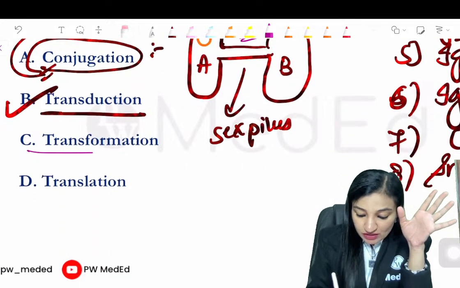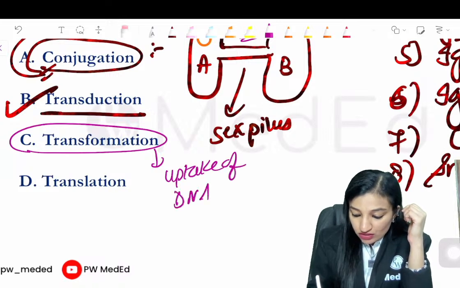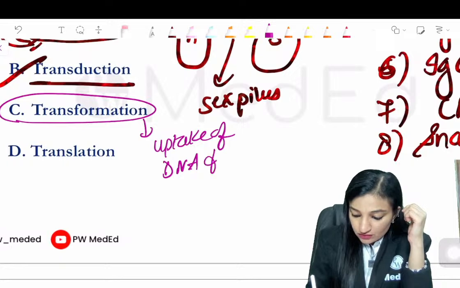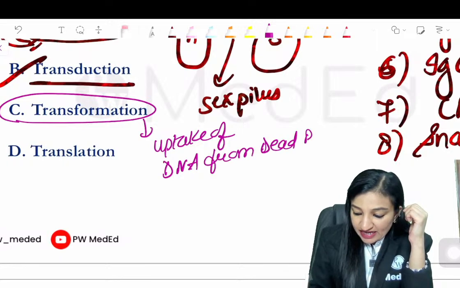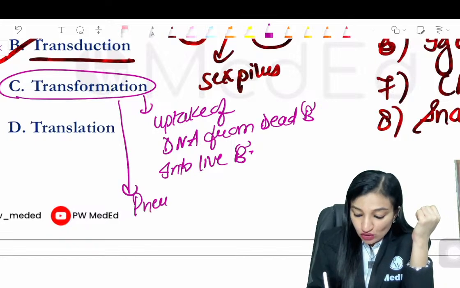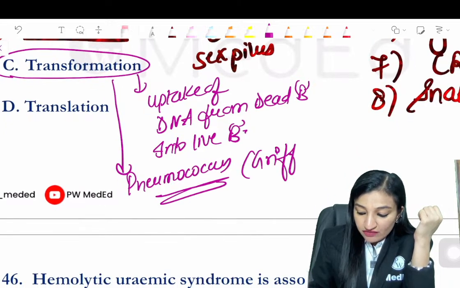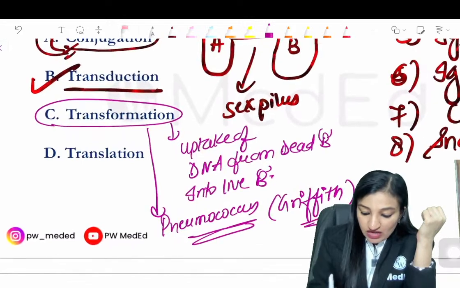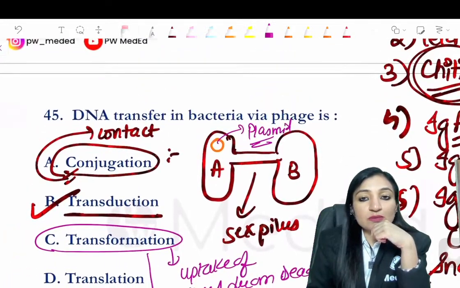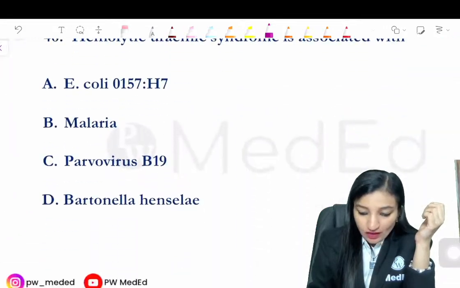Okay. Transformation is what? Transformation is uptake of DNA or genes from dead bacteria into the live bacteria, and so the life of this live bacterium is going to change now. Transformation was first discovered in case of pneumococcus, by Griffith. Translation is nothing but protein synthesis. Is it clear? Okay, next question.